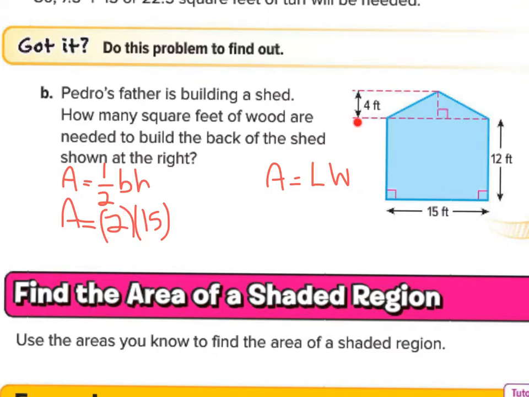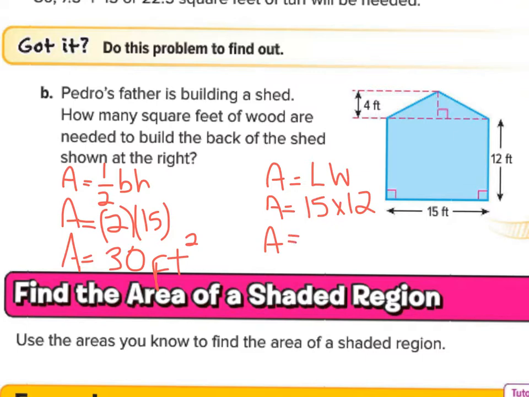So I've gone right ahead and halved the height. You see that? Half the height. It's 4. I put 2 here. Times the base. Times 15. So the area is 30 square feet. And now let's do the area of our rectangle. So length, 15 times width, 12.